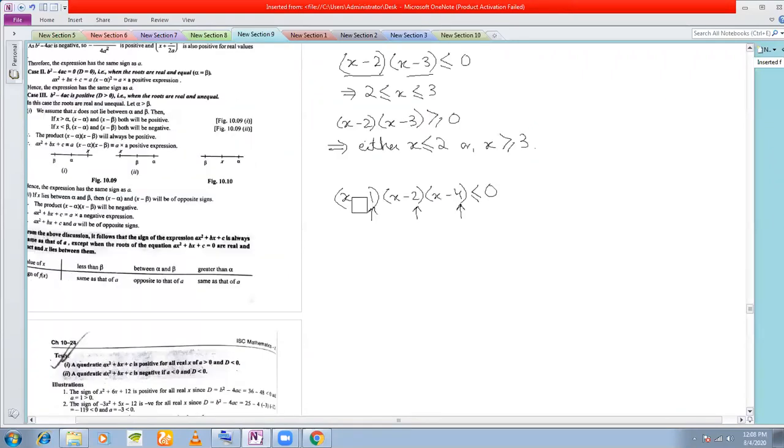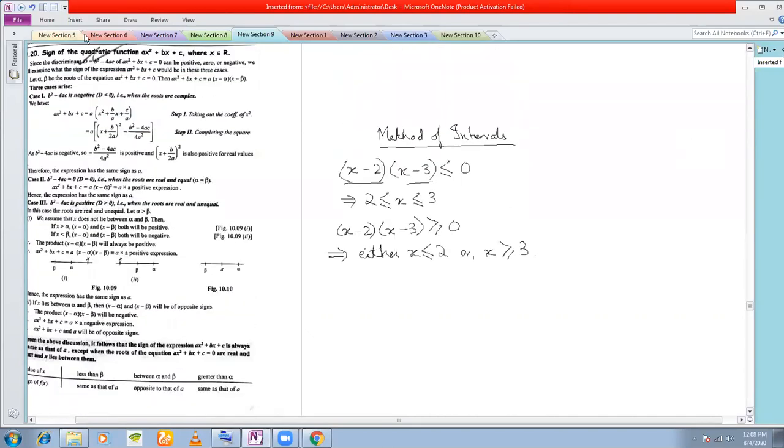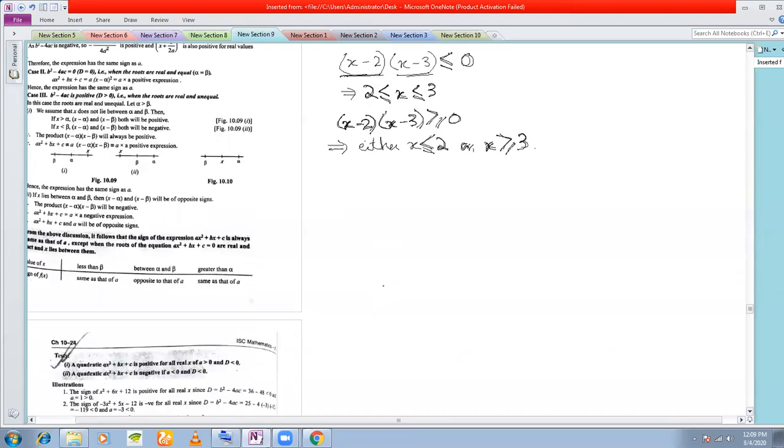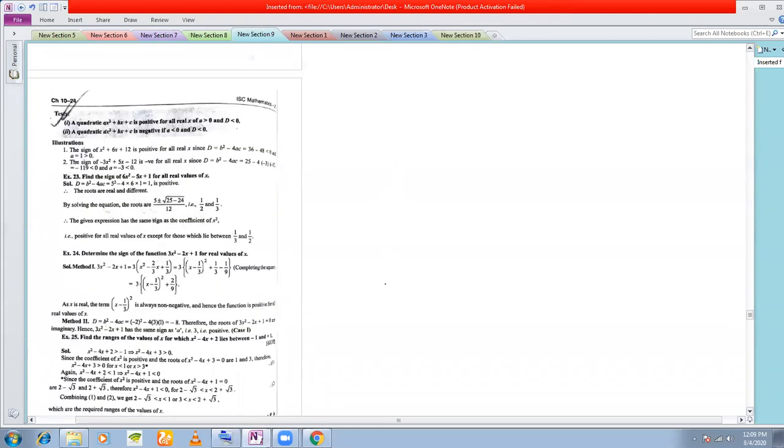Just need to remember this. Don't remember anything else, just need to remember these two. That is, if you have (x minus 2) into (x minus 3) less than or equal to 0, just as last year I told you, 2 is less than or equal to x, less than or equal to 3. And if you have (x minus 2) into (x minus 3) greater than or equal to 0, then you can say x is less than or equal to 2 or x is greater than or equal to 3. This is what you can remember, and if you remember this, that will be enough for the other one.